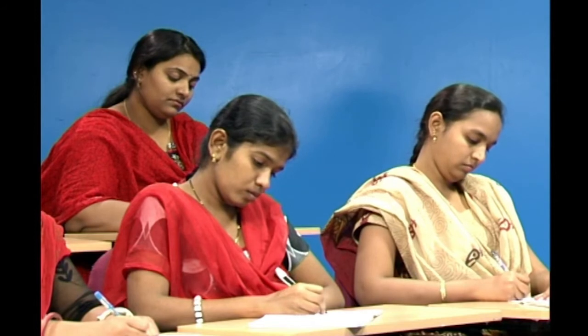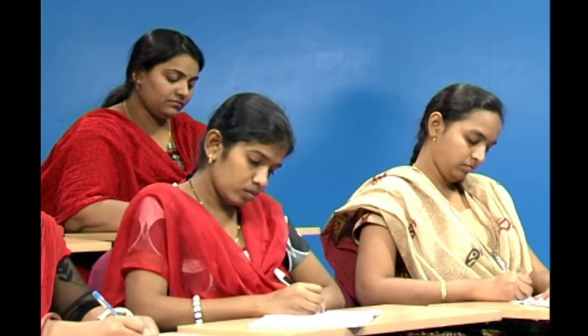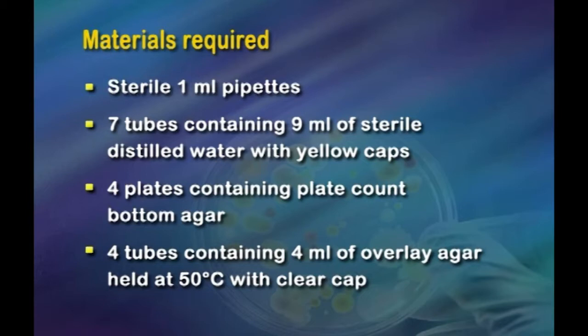Since the original concentration of bacteria in the food sample is unknown, we will plate several dilutions and hope that at least one will yield between 30 to 300 colonies on the plate. For this, the materials required are sterile 1 ml pipettes, 7 tubes containing 9 ml of sterile distilled water with yellow caps, 4 plates containing plate count bottom agar, and 4 tubes containing 4 ml of overlay agar held at 50 degrees centigrade with clear caps.